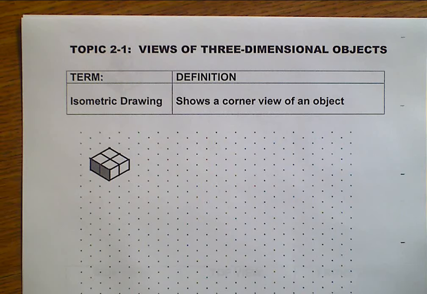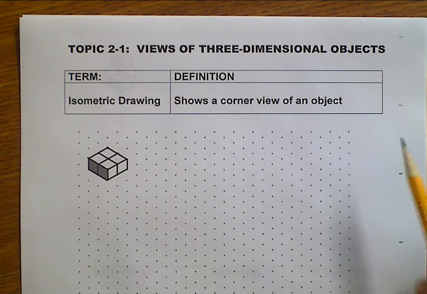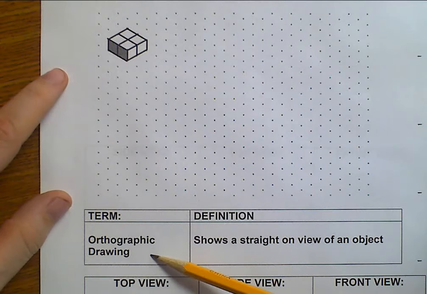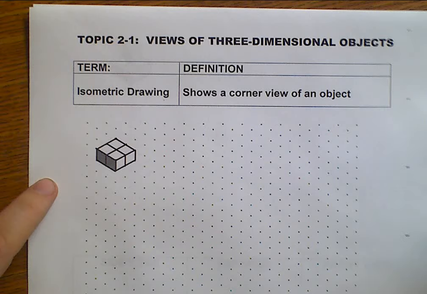Hello, this is Geometry, topic 2-1, views of three-dimensional figures, three-dimensional objects. So we're going to talk about different methods of representing three-dimensional objects. Mostly we're going to be spending time talking about isometric drawings and orthographic drawings. So first let's go ahead and do our isometric drawing.